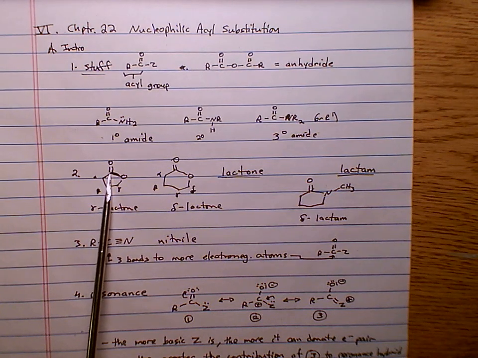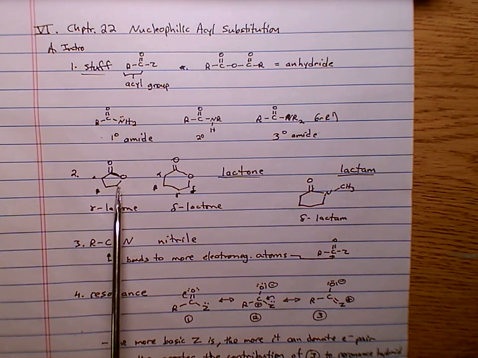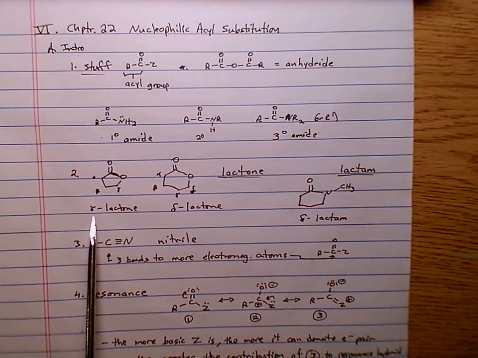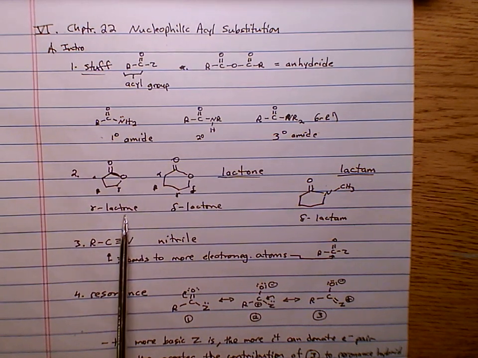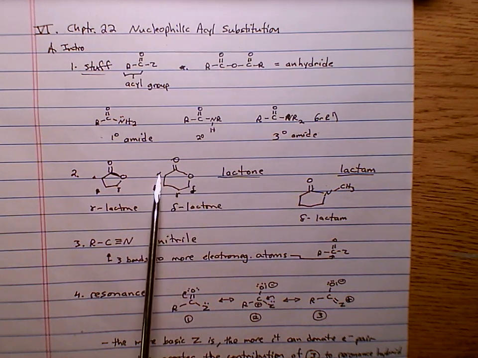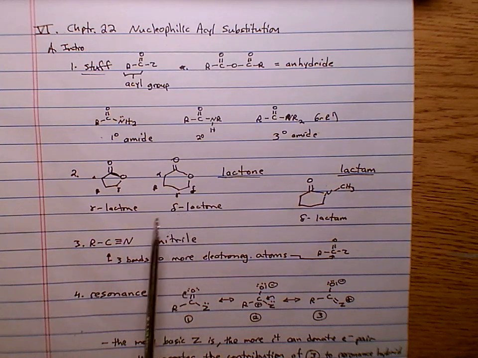And so we note that here's the carbonyl carbon. The one right next door is alpha to the carbonyl, then beta to the carbonyl, then gamma to the carbonyl. This gamma carbon is bonded to this oxygen, so we call this a gamma lactone. If you have a 6-membered ring lactone here, alpha, beta, gamma, delta, this is a delta lactone.